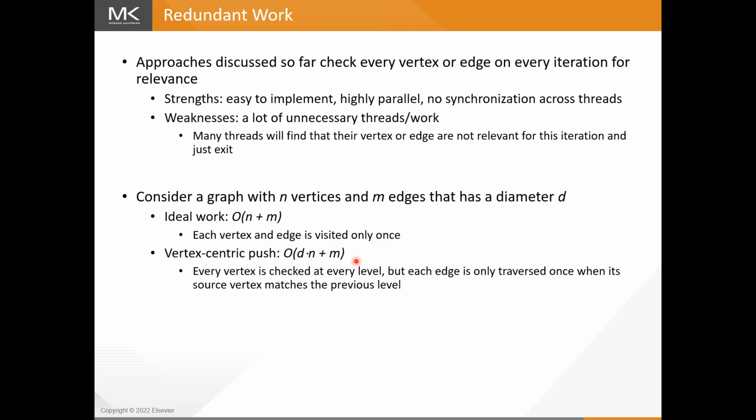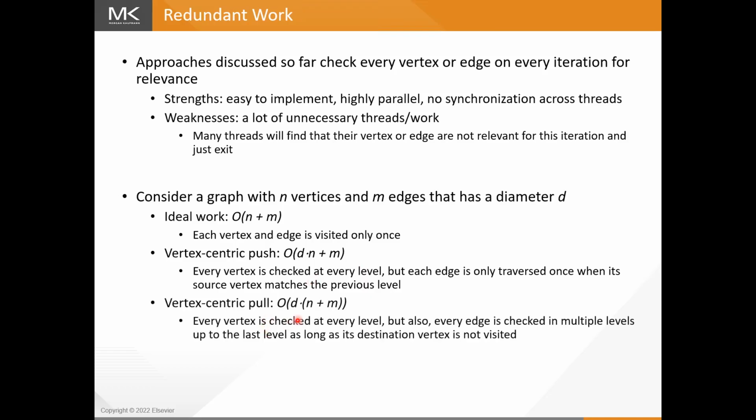Yes. If we think of a graph that's a path, on the first iteration, I'm going to visit m edges. Second iteration, I will visit m minus 1 edges, m minus 2 edges, etc. So the number of edges that I will traverse is m times d, where d is the depth of the BFS or the number of iterations, right? Because if you think of the edges that get visited in the last iteration, I will be checking those edges every single iteration until I end up traversing them. Okay, so for the vertex-centric pull approach, it's O of d times n plus m.